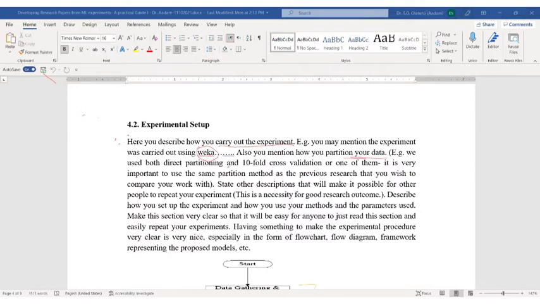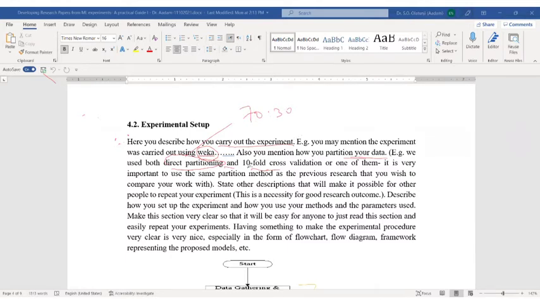So for example, you need to mention, okay, we used both direct partition and also tenfold. This direct partition is also known as the hold-out method, where you divide your data into 70% training and 30% testing, as the case may be.